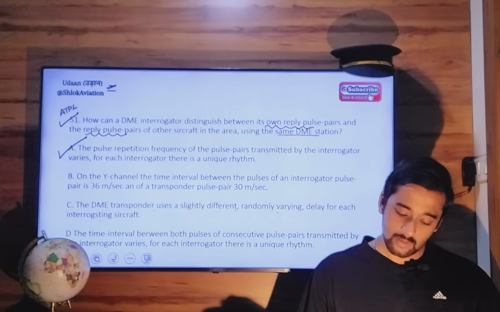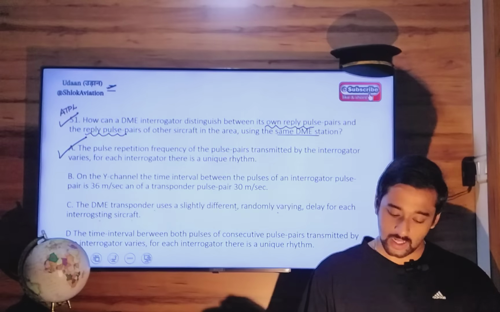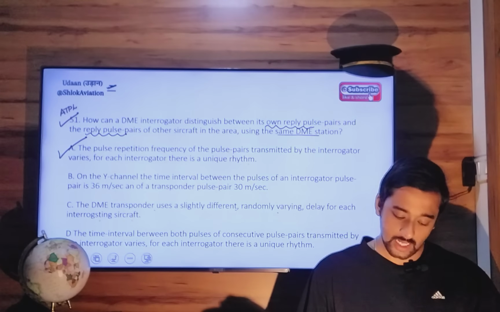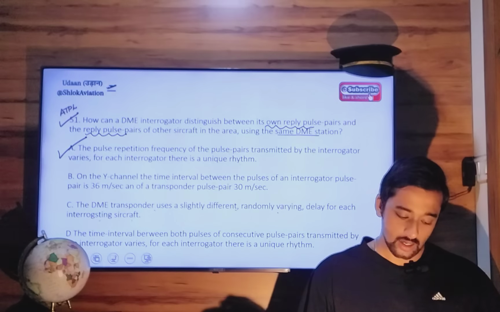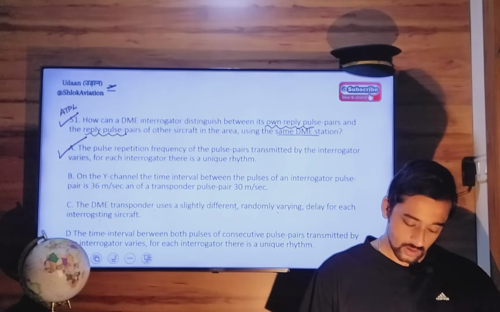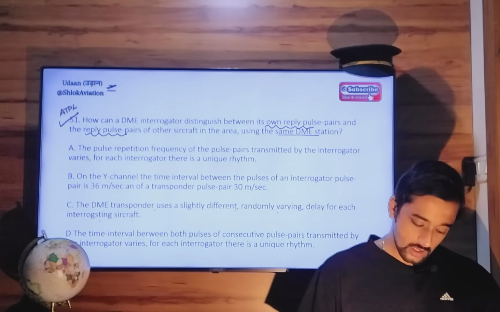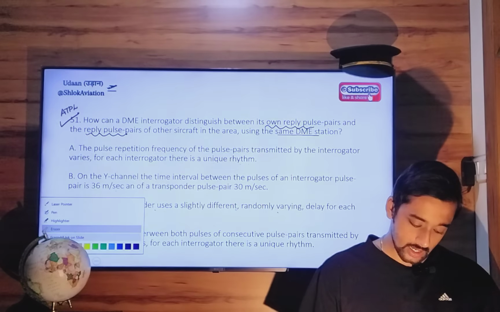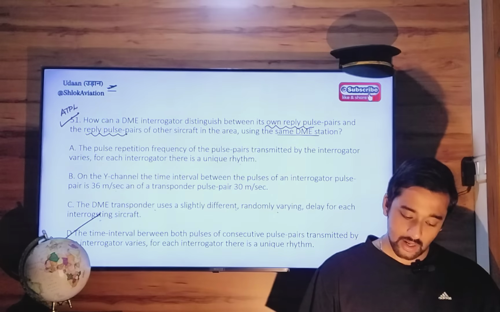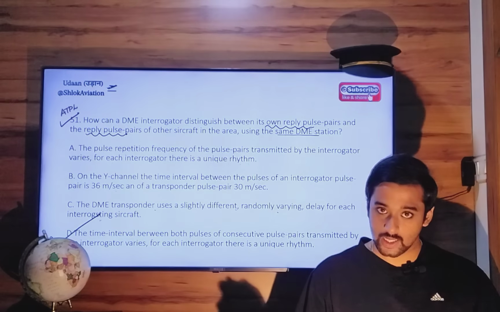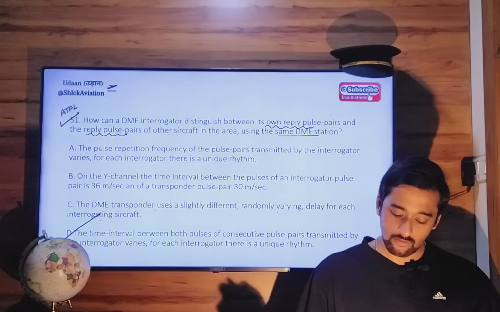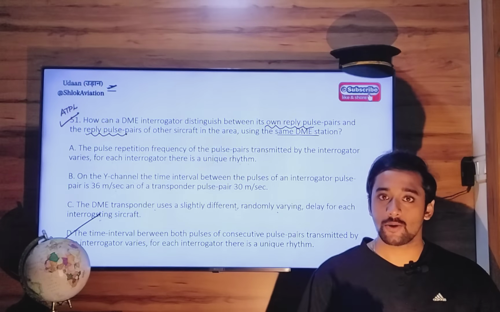The time interval between both pulses of consecutive pulse pairs transmitted by the interrogator varies. For each interrogator, there is a unique rhythm. Okay, so the correct option here will be option delta. The time interval between both pulses of consecutive pulse pairs transmitted by the interrogator varies. For each interrogator, there is a unique rhythm.